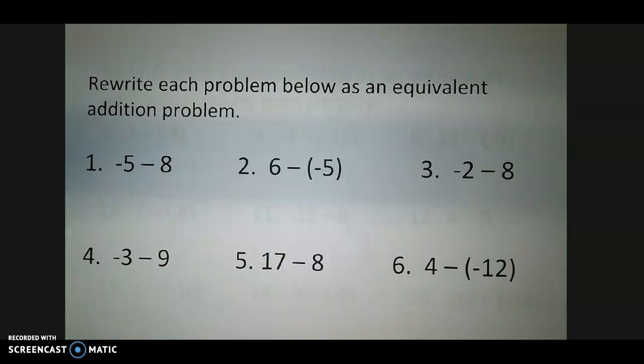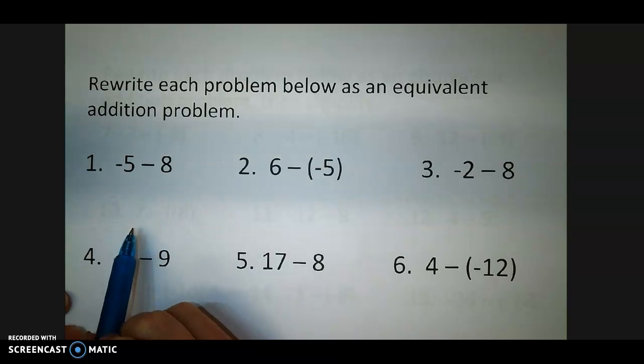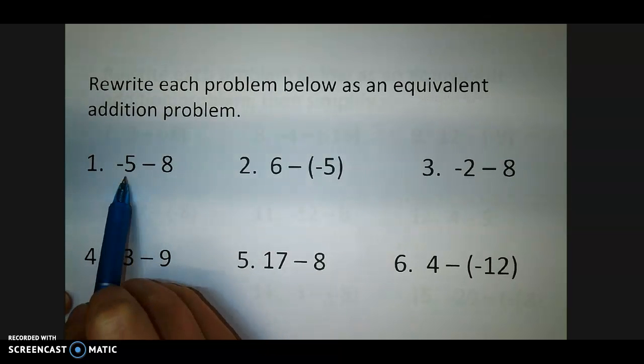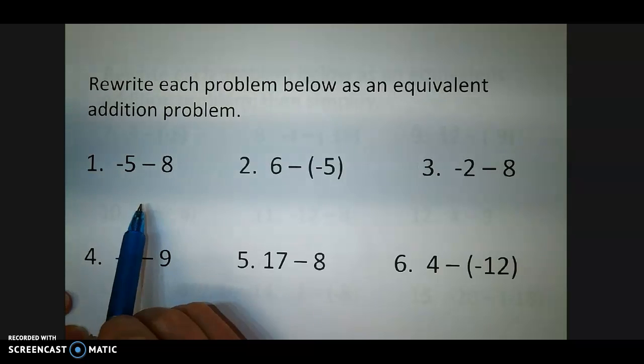So let's practice this, and you are more than welcome to get out those number lines that you have on your table in your basket, and you should also be writing all of this into your math notebook as you're told to do. And this first one right here, I'm going to rewrite each problem as an equivalent addition problem. So I'm changing all of these subtraction problems to addition problems.